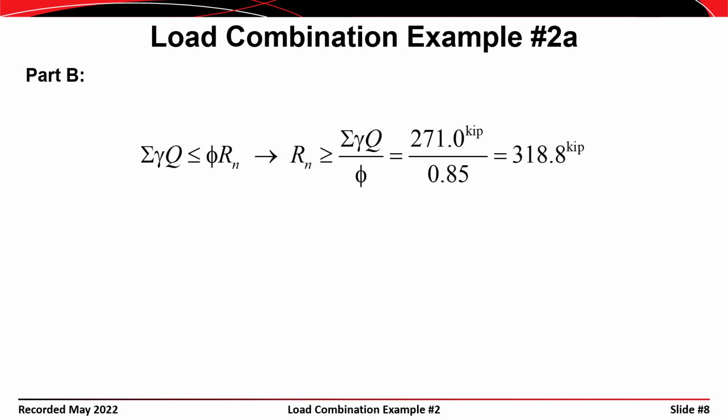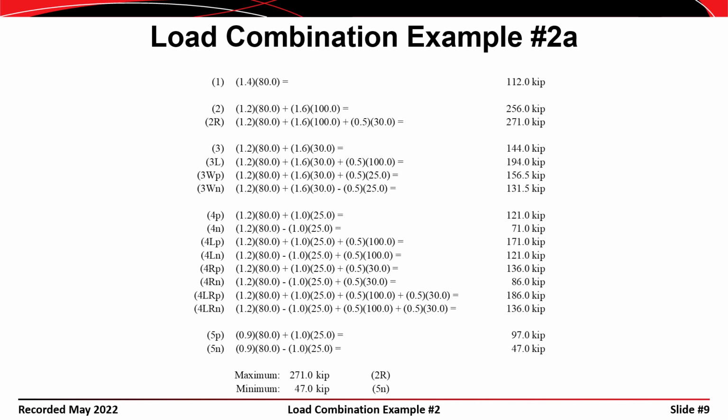Now that we know that our required strength, the sum of gamma times Q, is 271 kips, we can divide by the resistance factor of 0.85 to determine the required nominal strength, which ends up being 319 kips. Finally, just as a check, here are the results of a spreadsheet that I've constructed to evaluate all of the possible permutations of load combinations 1 through 5.